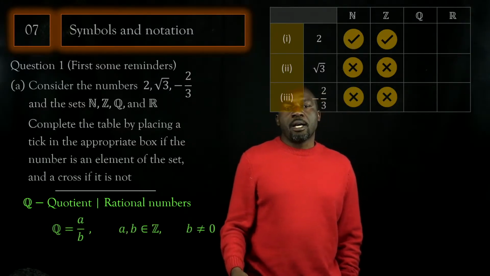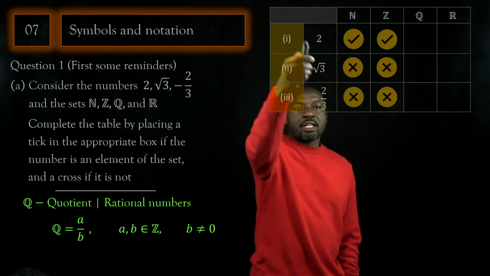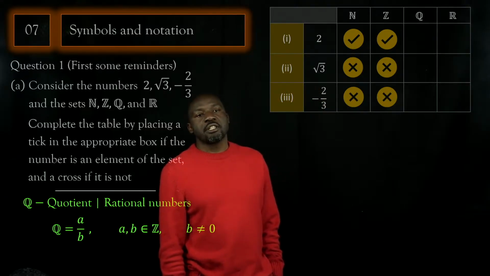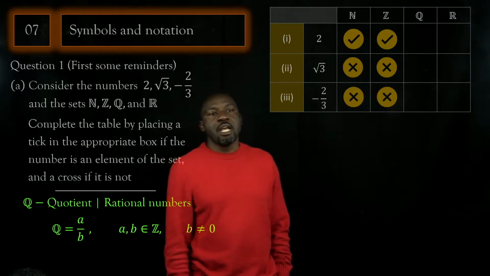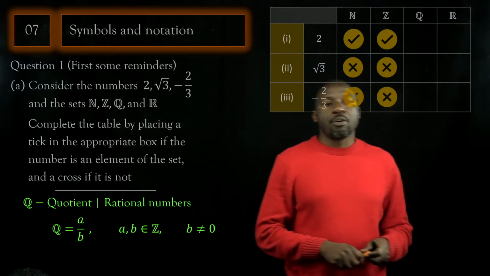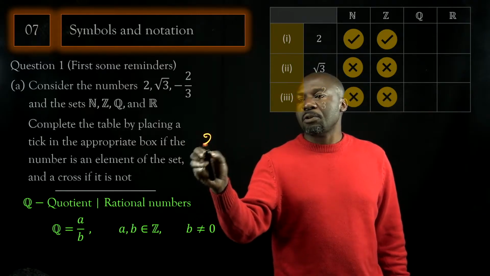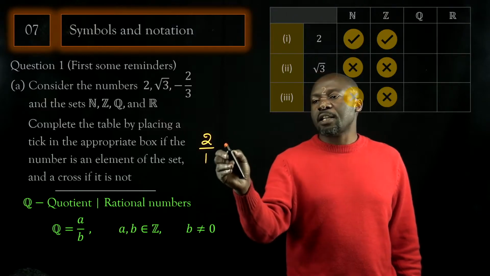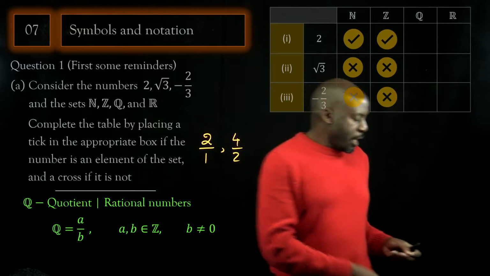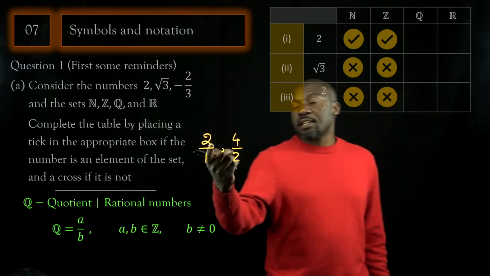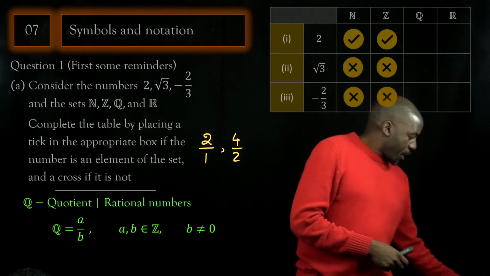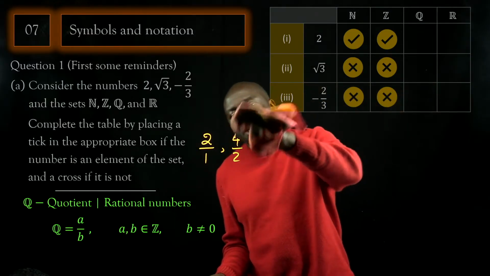Okay, and so looking at our 3 numbers there, which ones qualify, which one can be expressed as fractions of A over B? Clearly 2 can be expressed as A over B, because we can write 2 as 2 over 1. We can write it as 4 over 2, 6 over 3, and so on. And therefore, we can write it as negative 4 over negative 2. Okay, so that makes 2 a rational number.